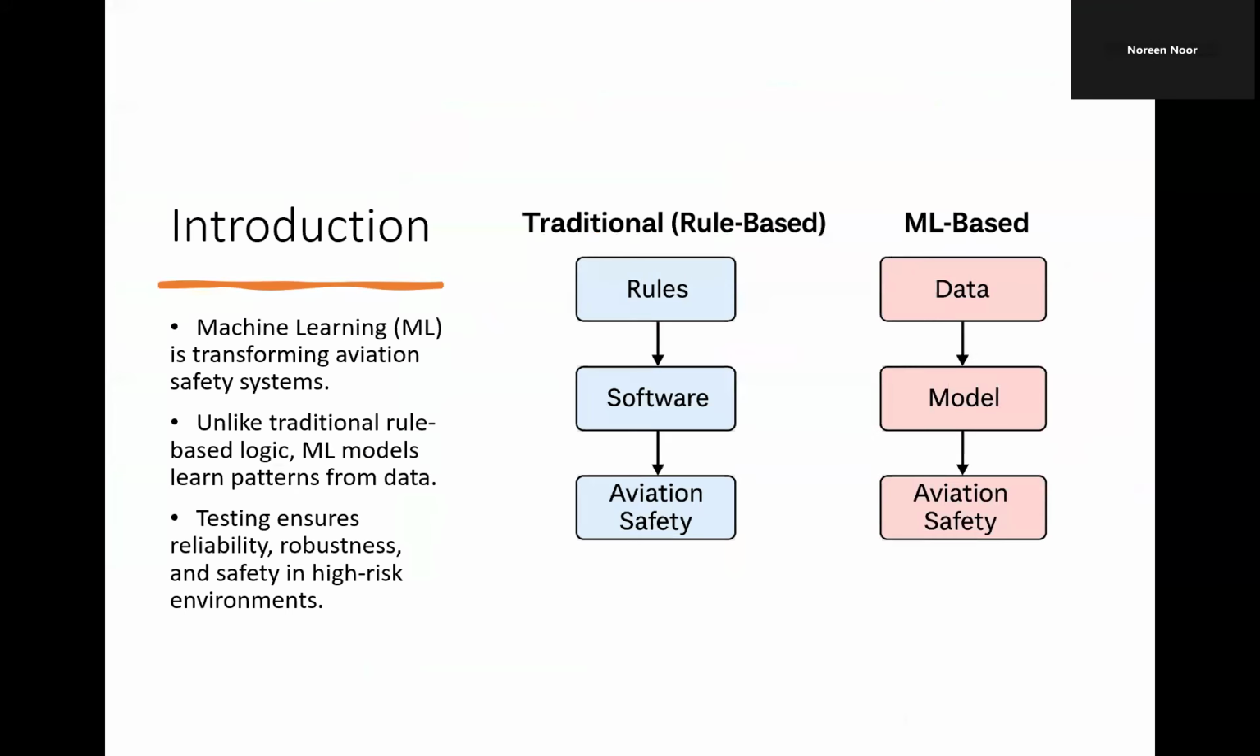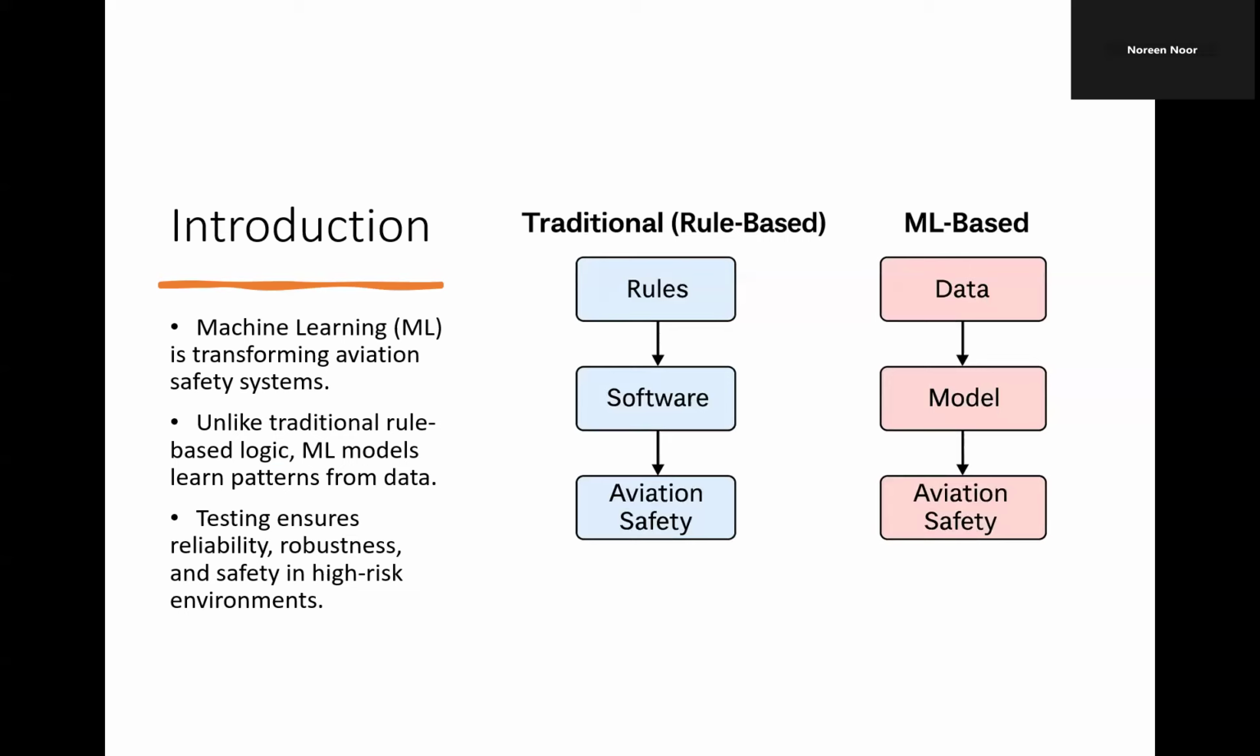Introduction. Before we get into testing, this is a quick overview of how aviation systems are changing. If you can see, there are two flow charts. The first one is traditional, which is rule based, and the second one is machine learning based. Traditionally, aviation safety relied on rule-based systems. You had a set of fixed rules that software followed to make decisions. But now, with machine learning, systems learn directly from data instead of just following predefined rules.